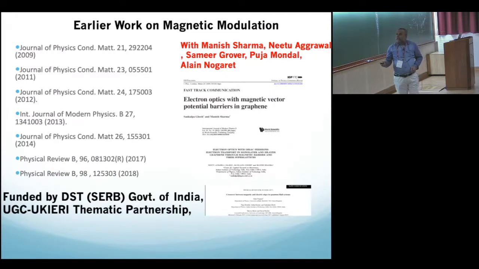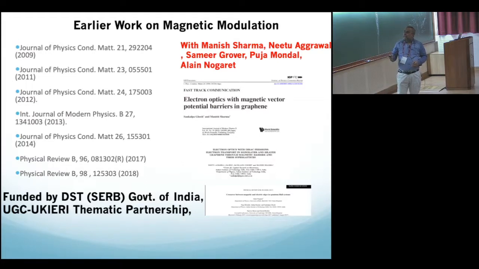The majority of people mostly work on the uniform magnetic field, which is typically the area of quantum Hall physics. Over the last few years, we have worked on what is known as the magnetic modulation: what will happen if you subject a two-dimensional electronic system to a modulated magnetic field. It also gives some very interesting physics. So we started with some interesting work on graphene, and then finally also teamed up with Professor Alan Nogaret at the University of Bath, who does experiments on such a system.